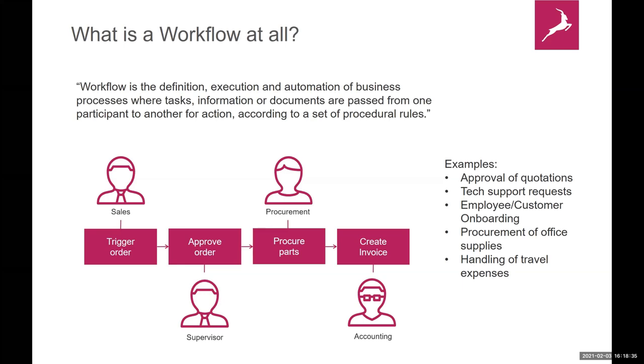And I have this little example, which is a very basic process model down here on this slide, which shows: sales triggers an order, a supervisor approves an order, a procurement person procures parts for the order, and then an accounting person creates an invoice, right? So essentially, these are business processes where multiple participants are interacting with each other, exchanging information or documents according to a certain set of procedural rules, working towards certain end goals, right?